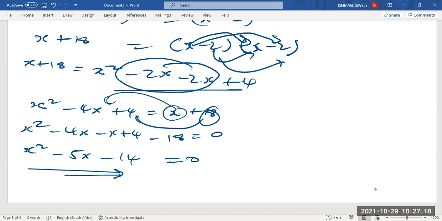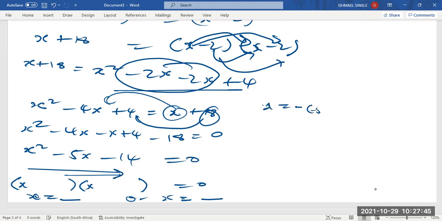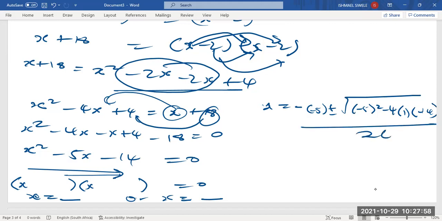Now, you're supposed to factorize this. If you don't know how to factorize, go and use the quadratic formula. So let me just open my brackets for the factors. So I'm going to have x, and then equal to 0. And then what is it that is going to be? X is going to be equal to this, or x is going to be equal to that, right? So what does the quadratic formula say? What is b here? It's negative 5. So negative b, plus or minus the square root of b squared minus 4a, it is 1, and then c, it is negative 14, okay, all divided by 2 times a.